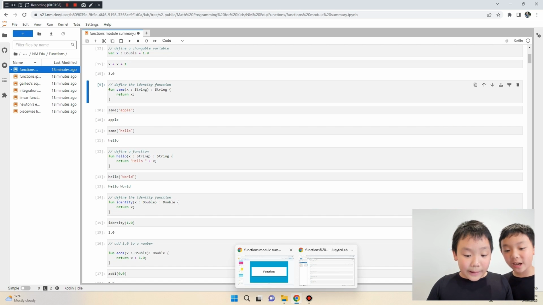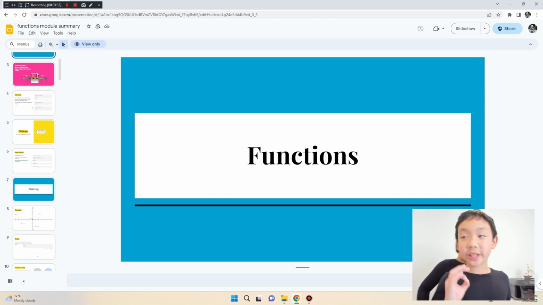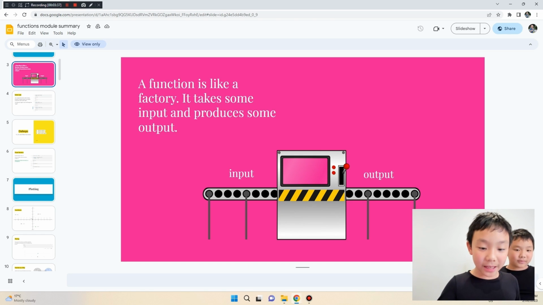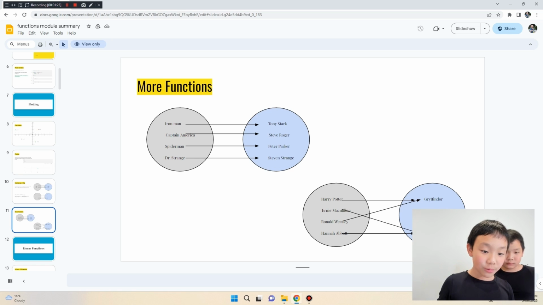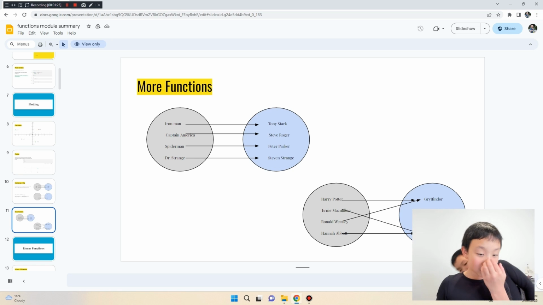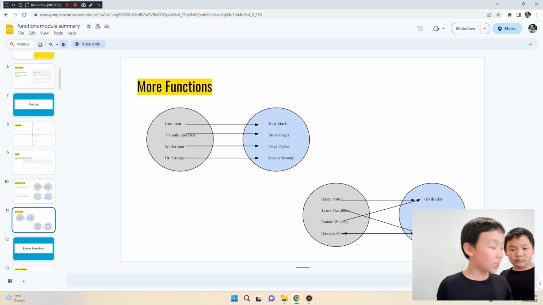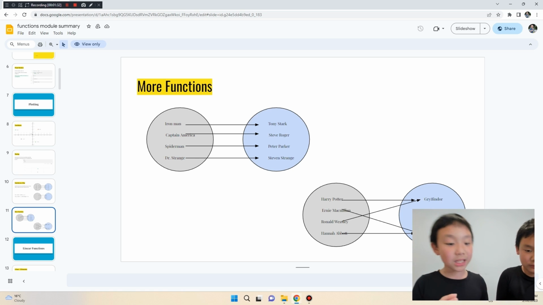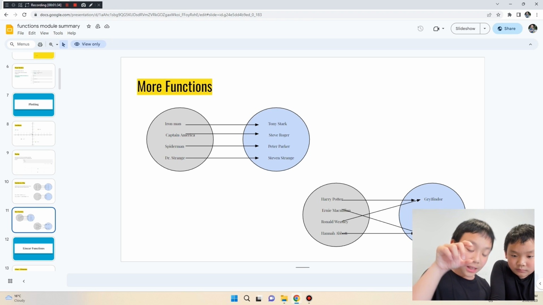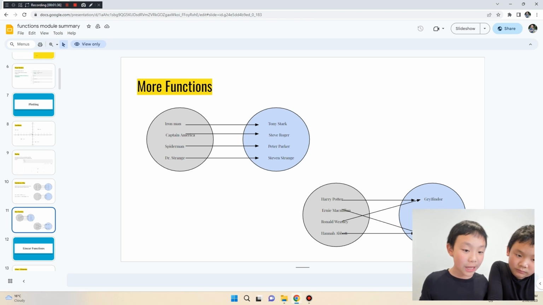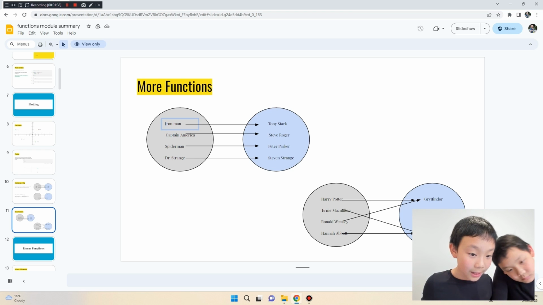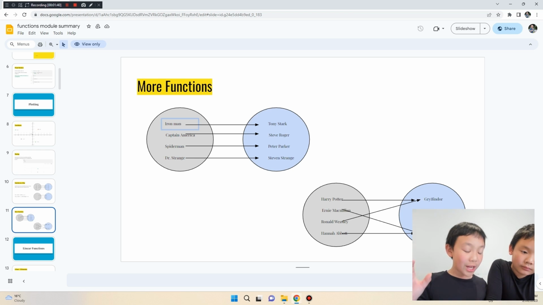Now we're going to be learning about functions. A function is something where you give it an input and it gives you an output. Now we're going to show you some examples of functions. Look, this function is Iron Man, Tony Stark; Captain America, Steve Rogers; Spider-Man, Peter Parker; Doctor Strange, Stephen Strange. So this function is basically giving the real name for each fake name. It converts Iron Man into Tony Stark, because Iron Man is the fake name and Tony Stark is the real name.